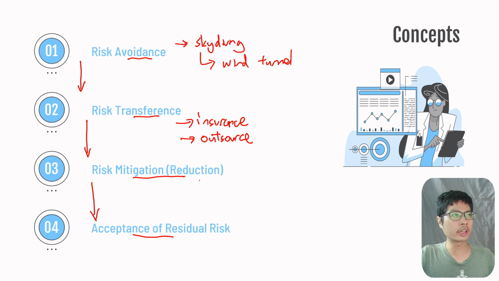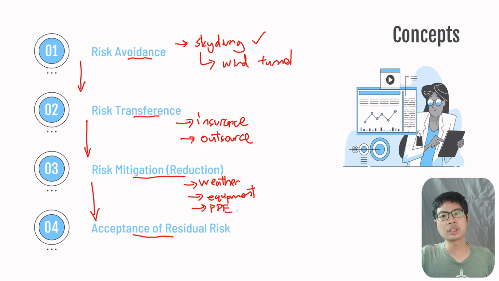And finally, we look at risk mitigation or reduction. If we are going to go ahead with the skydiving itself, how do we mitigate or reduce some of the risks? Some of it could be checking the weather forecast to make sure that the weather is calm before we jump out of the plane. It could also be things such as an equipment check, making sure that the parachutes are working. And it could be personal protective equipment as well, helmets and everything like that, to minimize the impact of a bad fall. So these are ways that we can reduce the risk of skydiving.